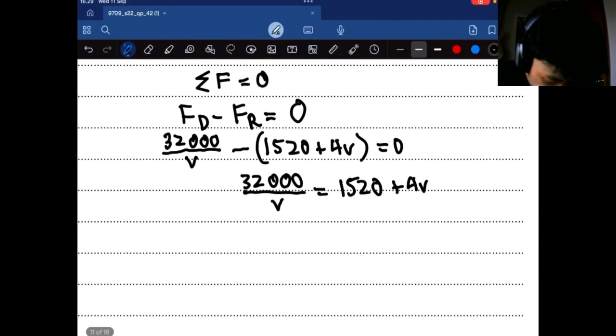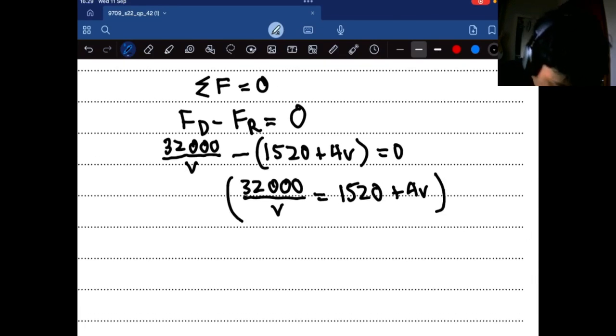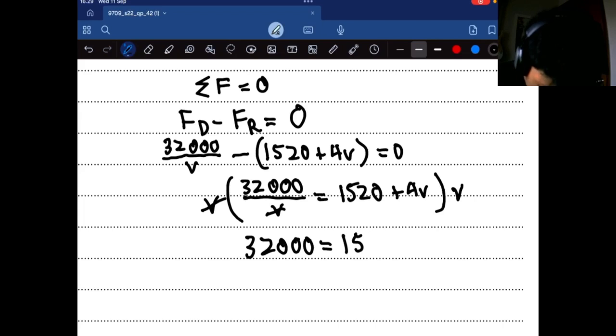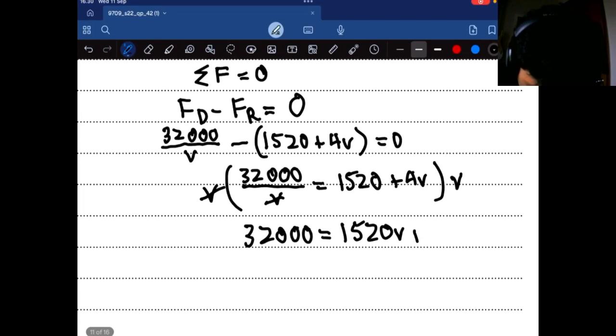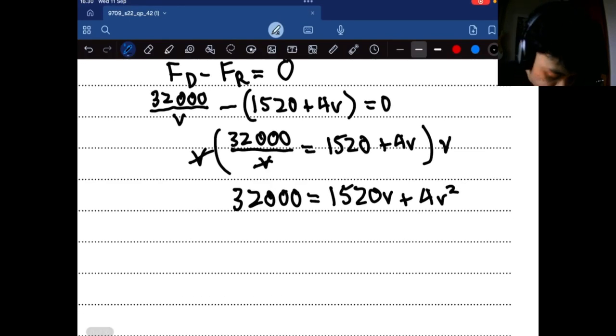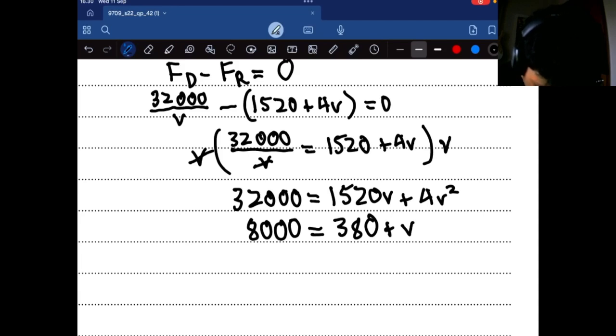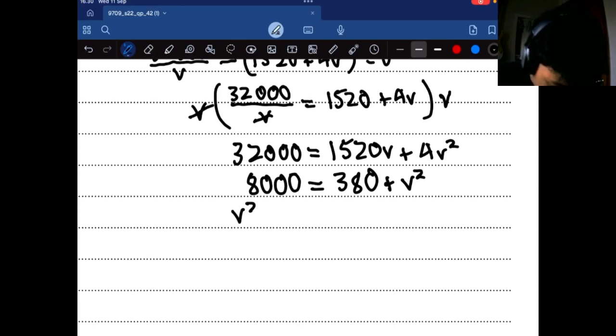Okay, now to get rid of the V in this one, we can just multiply this by V. So this will cancel out, meaning that 32,000 will now equal 1,520 V plus 4V squared. And we can also divide this by 4 too. So the one on the right will become 8,000, which will equal 380 V plus V squared. Now rearranging this, we can get V squared plus 380 V minus 8,000 equals 0.